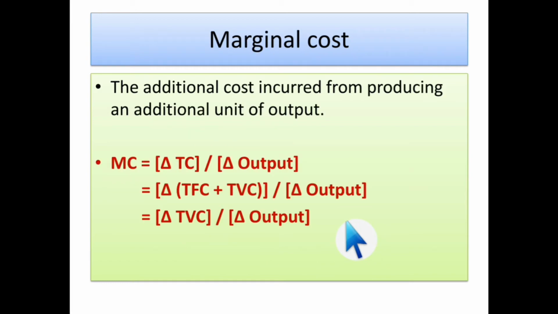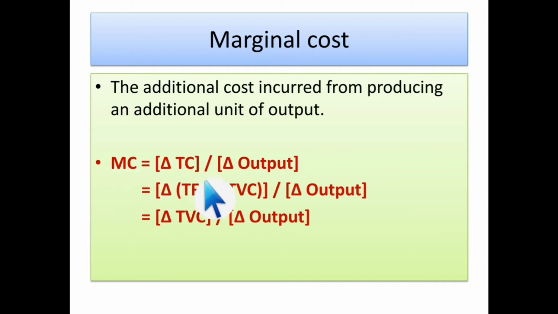Okay. So next is marginal cost. This is a very important thing. It is the additional cost incurred from producing an additional unit of output. What extra charges you incur for producing one extra unit of production, that is called marginal cost. How can we calculate marginal cost? Change in total cost divided by change in output. That means when you increase the output by one unit, how much change happens in the total cost, that is called marginal cost.